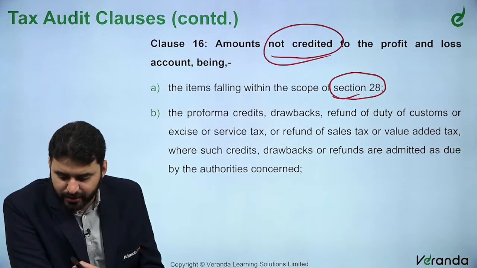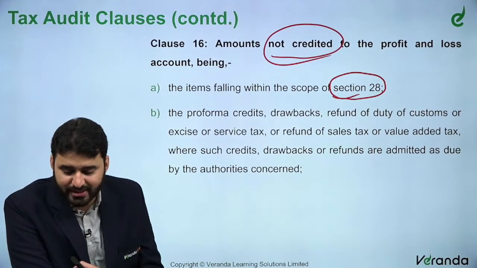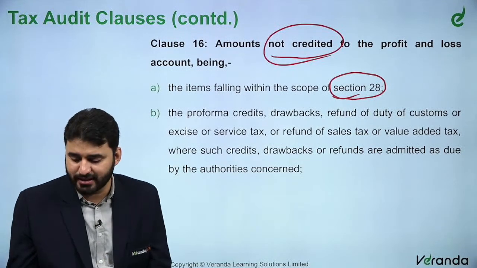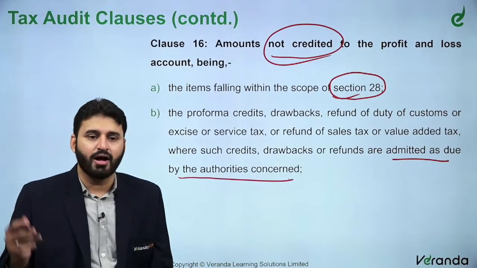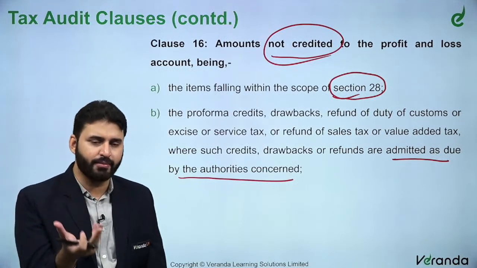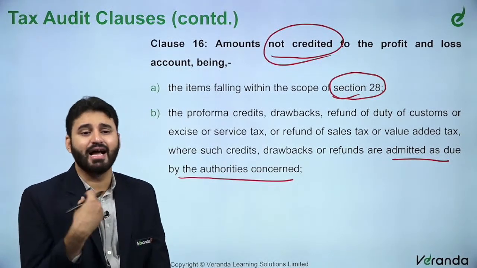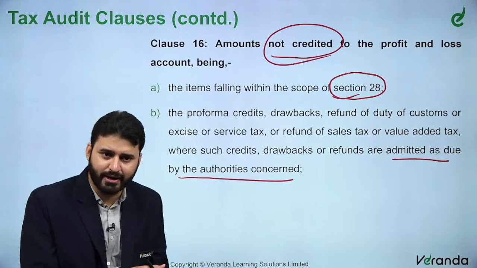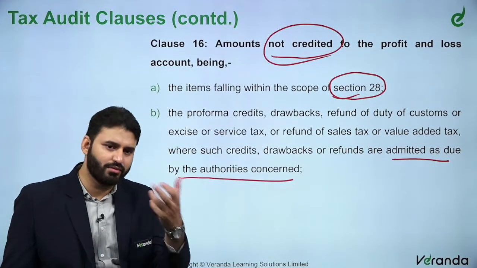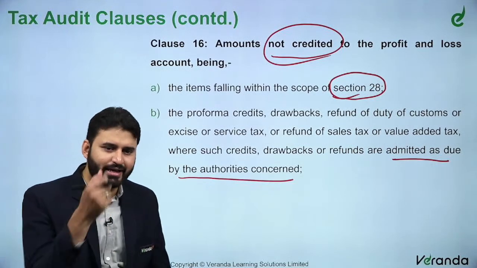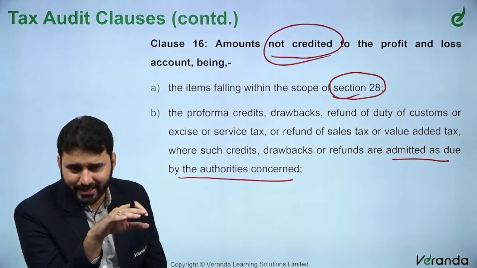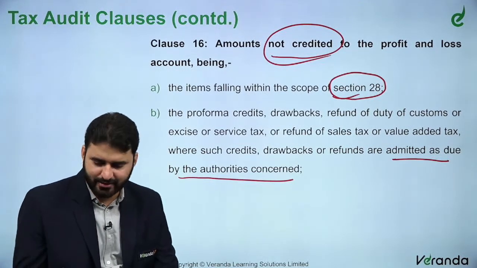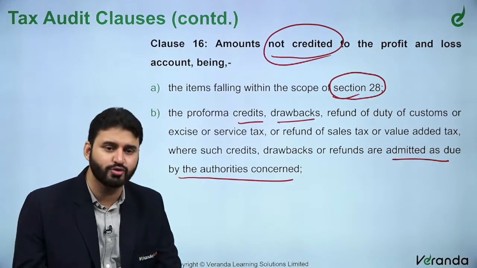So pro forma credits, drawbacks, refund of duty of customs or excise or service tax or refund of sales tax or GST, where such credits, drawbacks are admitted as due by the authorities concerned. So admitted due, you have got this thing, yes, we have to pay. Information, yes, we need to pay GST refund, but the money has not come yet. So in that case, ensure that is taken to the P&L. Say for example, income tax itself, you need to get a refund. We will generally in accounting standards say unless you get the money, you should not recognize the income. If that is the case, then you will not recognize. Now here this is more on the indirect taxes, not the direct tax. I'm just giving an example of a direct tax, but any credits or drawbacks, you should take it to the P&L directly.